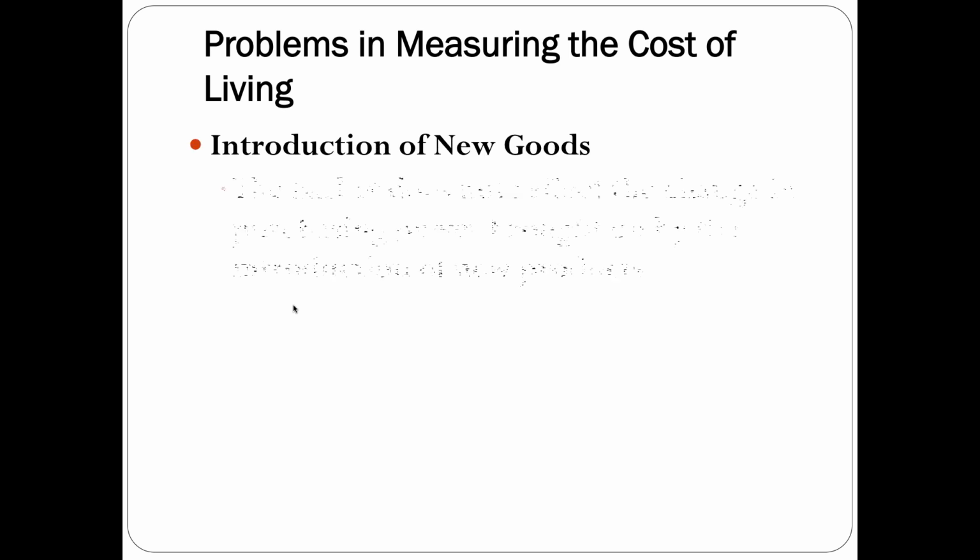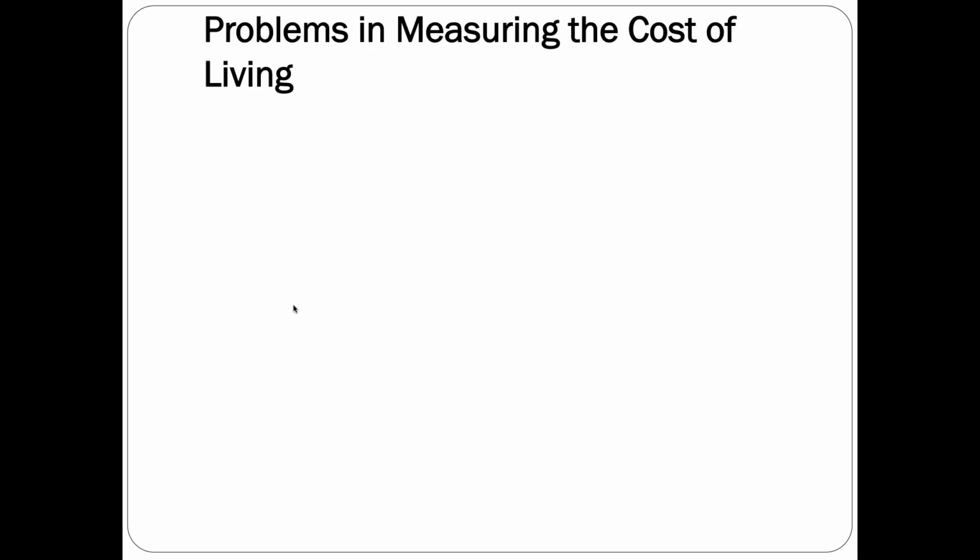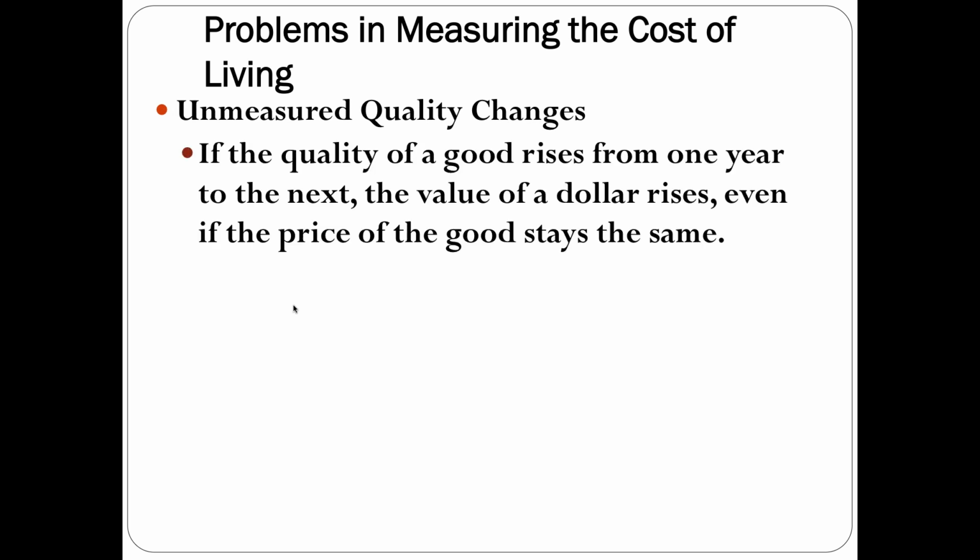Another problem is the introduction of new goods. The basket does not reflect the change in purchasing power brought on by the introduction of new products. And then you have unmeasured quality changes. So if the quality of goods rises from one year to the next, the value of the dollar rises, even if the price of the good stays the same. So basically, you're going to get more for your money. At least a higher quality good for your money.